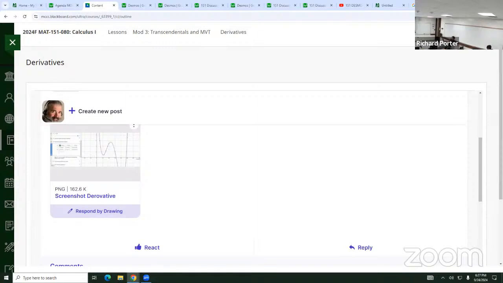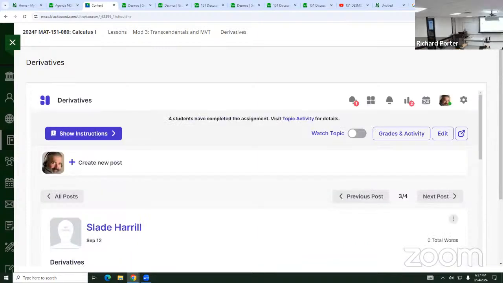But that's the rate at which it's growing. That's the rate at which my friends are increasing. Okay, come on, what's going on here? Next post.